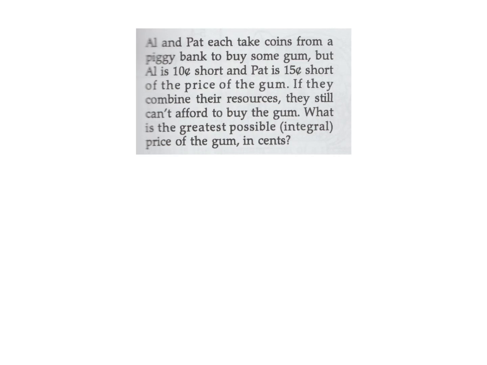Al and Pat each take coins from a piggy bank to buy some gum, but Al is 10 cents short and Pat is 15 cents short of the price of the gum. If they combine their resources, they still can't afford to buy the gum. What is the greatest possible integral price of the gum in cents? All right, so Al and Pat.